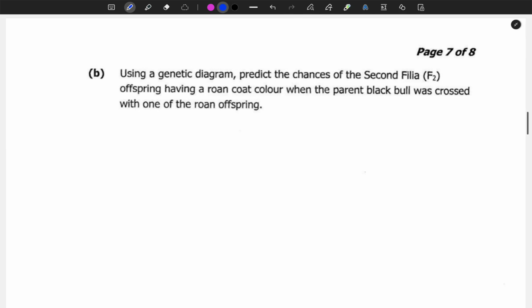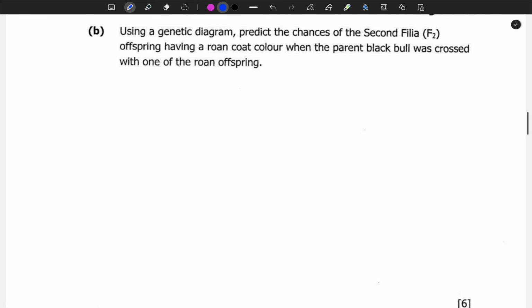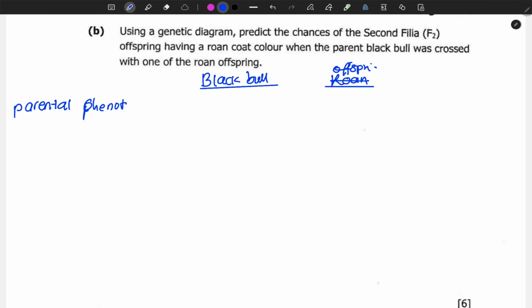Now, using a genetic diagram, predict the chances of the second filial offspring having a roan coat color when the parent black bull was crossed with one of the roan offspring. So parental phenotype. Here we have black color, and here we have roan. Roan, remember, is white and black in our case.